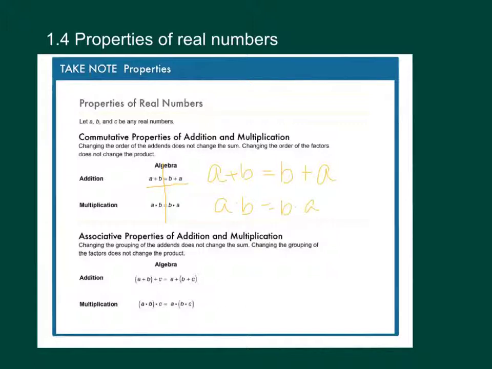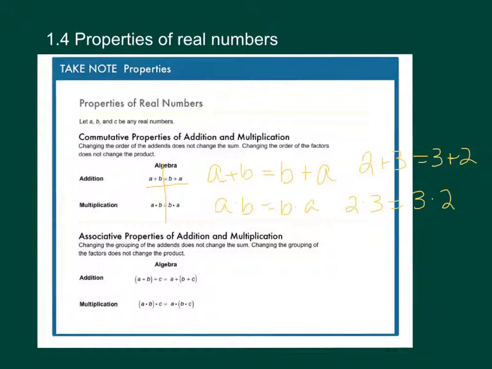And we can look at it without algebra and look at it simply in some numbers. If we have 2 plus 3, doesn't that equal 3 plus 2? That's the commutative property. And same with multiplication. If we have 2 times 3, that equals 3 times 2. So commutative property: change the order you add in.